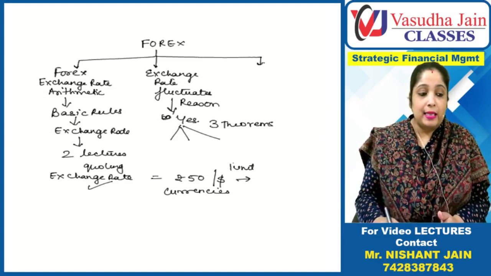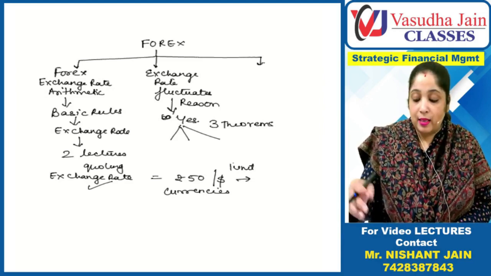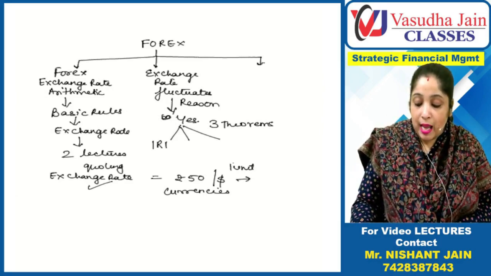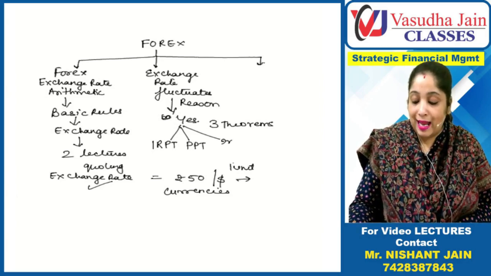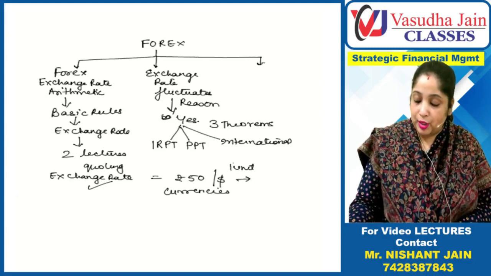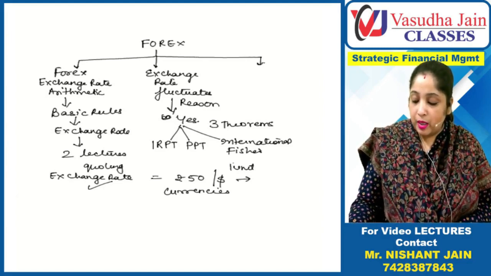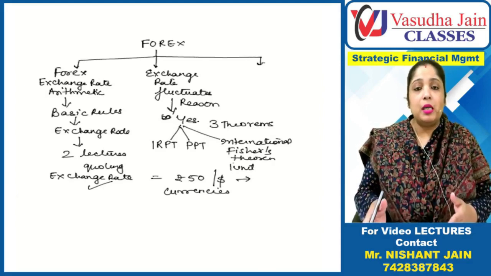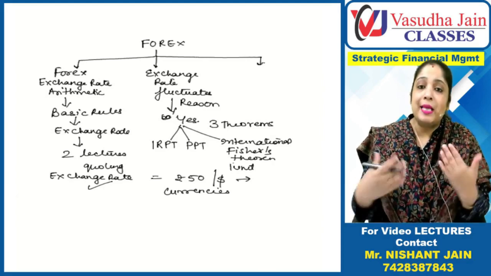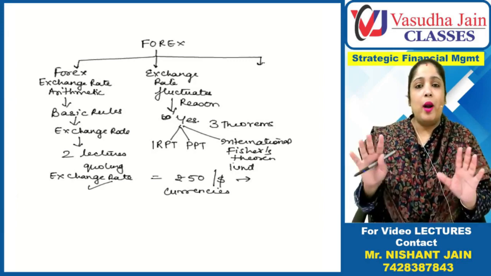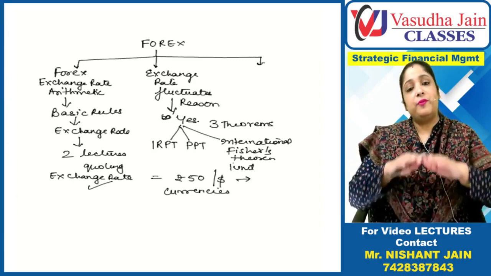Which explains the fundamentals behind the rate fluctuations, and those three theorems are the IRPT theorem, the PPT theorem, and the International Fisher's theorem. This will again take 2 to 3 lectures, most probably 2 lectures. Fisher's theorem is a very easy theorem. These are the three ideologies which explain or give reasoning for why these exchange rates keep on fluctuating, why $1 doesn't cost 50 rupees forever.